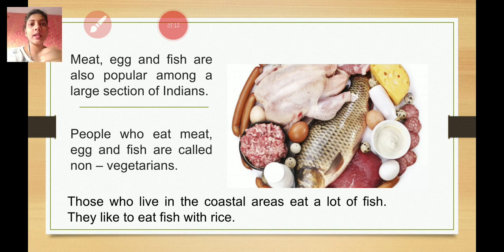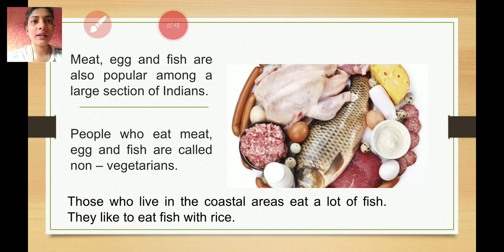Okay, so the people who eat meat, fish, and eggs are called non-vegetarians, and the people who do not eat meat, egg, and fish are called vegetarians. Okay, now those who live in the coastal areas eat a lot of fish. They like to eat fish with rice. Now, I had explained to you before what a coastal area is, where the land meets with water. That area is called a coastal area. So the people who live near water like to eat fish with rice.